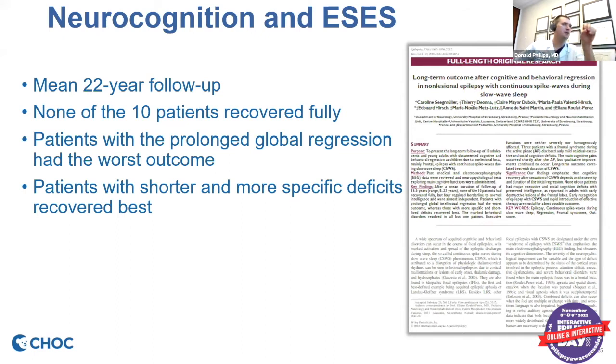The patients with prolonged global regression had the worst outcome. So the biggest drop in skill, and the ones that had that persist longer than the others, had worse outcome 20 plus years later. In contrast, the patients with shorter and more specific deficits recovered better. And so the idea behind this paper is we want to treat ESES sooner rather than later, and we'd like to treat it completely if possible.